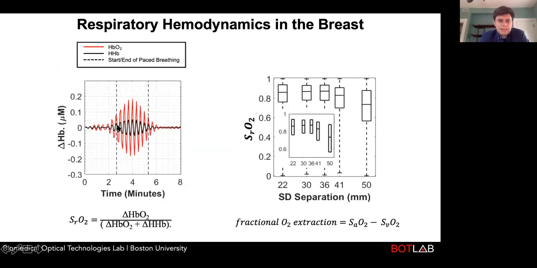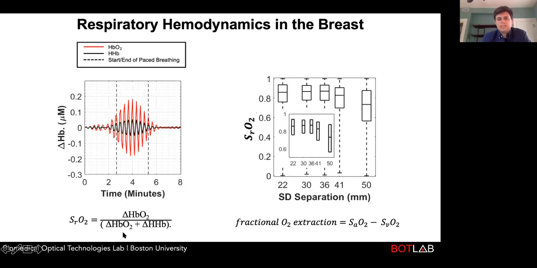So we can take these waveforms and calculate the delta oxy and deoxy and get what we're calling a respiratory saturation, change in oxy over change in oxy plus change in deoxy. And this is a surrogate, we think, for venous oxygen saturation. We call it R for respiratory because we haven't yet confirmed this. So we'll call it respiratory oxygen saturation.